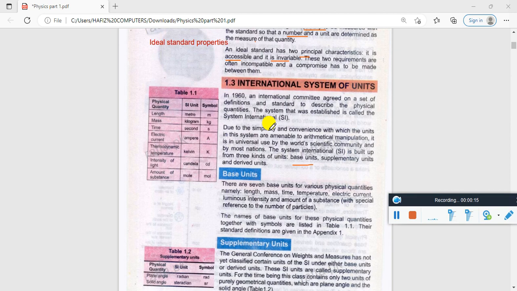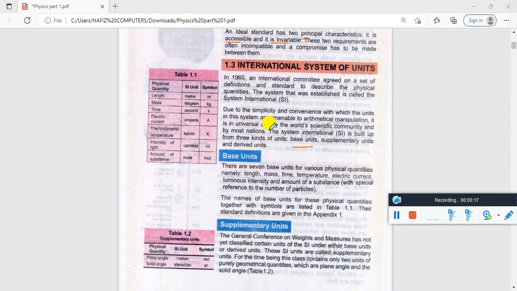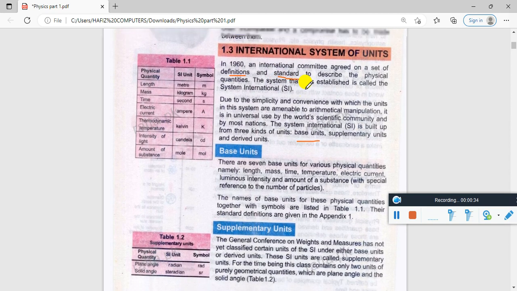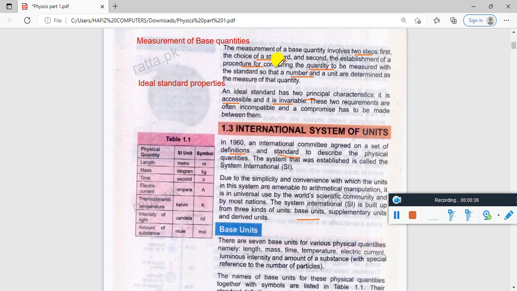So what is international system of units? In 1960 an international committee described a set of definitions and standards to describe the physical quantities. A set of definitions and standards to describe these base quantities and derived quantities is called system international. We have already learned about that.